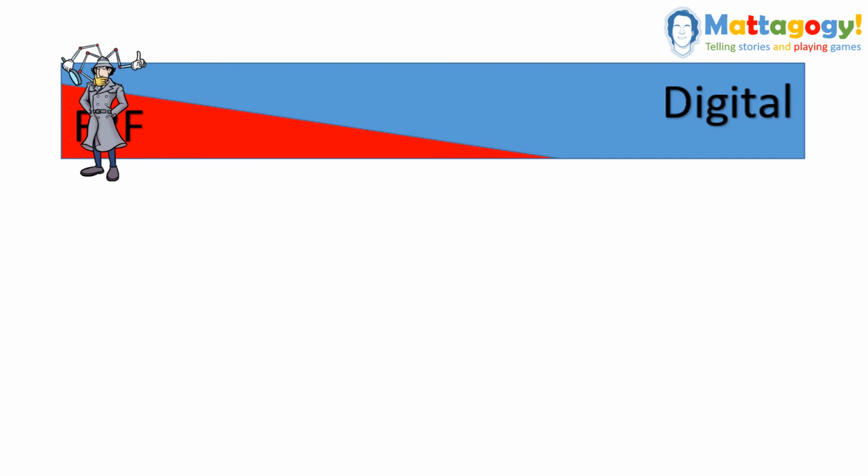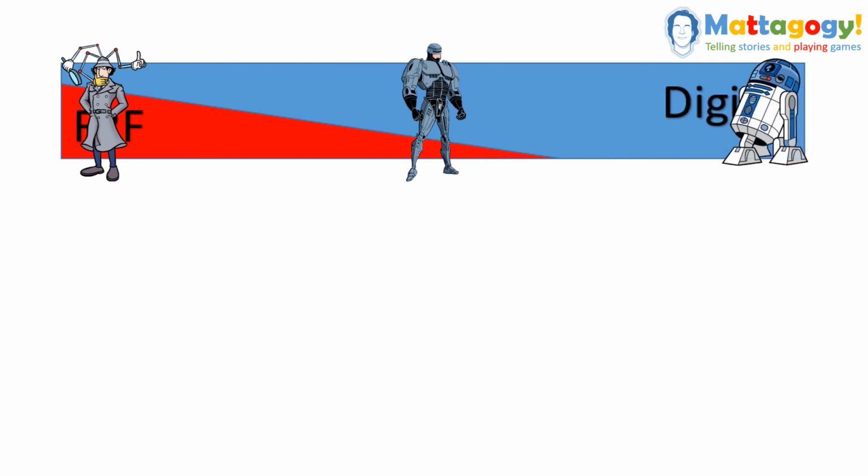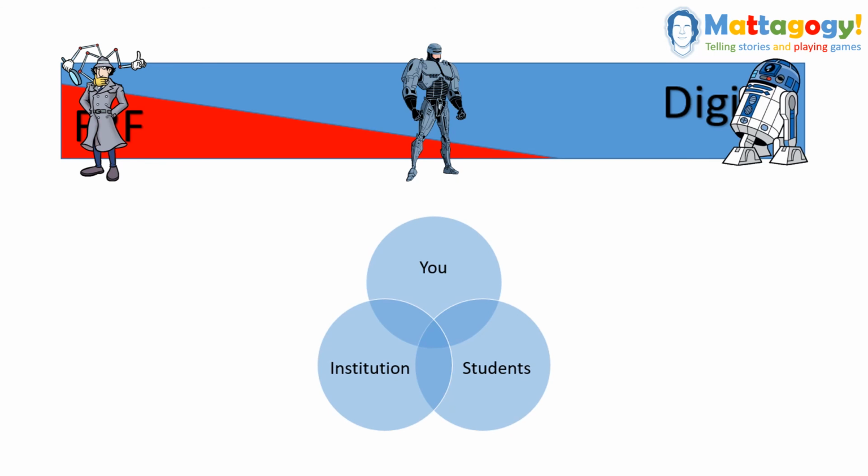So when developing an online module, or a module taking into consideration digital education, where do you sit on the spectrum? Where do you want it to be? Be honest. Are you Inspector Gadget? Predominantly it's all focused on you with a few technological aids. Are you Robocop, a real symbiotic half and half? Or are you happy to be R2D2, just to create it, put it out there and let it do its thing? And then you've got to take into consideration you, the institution, and the students. So things like suitability, feasibility, acceptability, capability, timings. How long do you have to do all this stuff, etc.